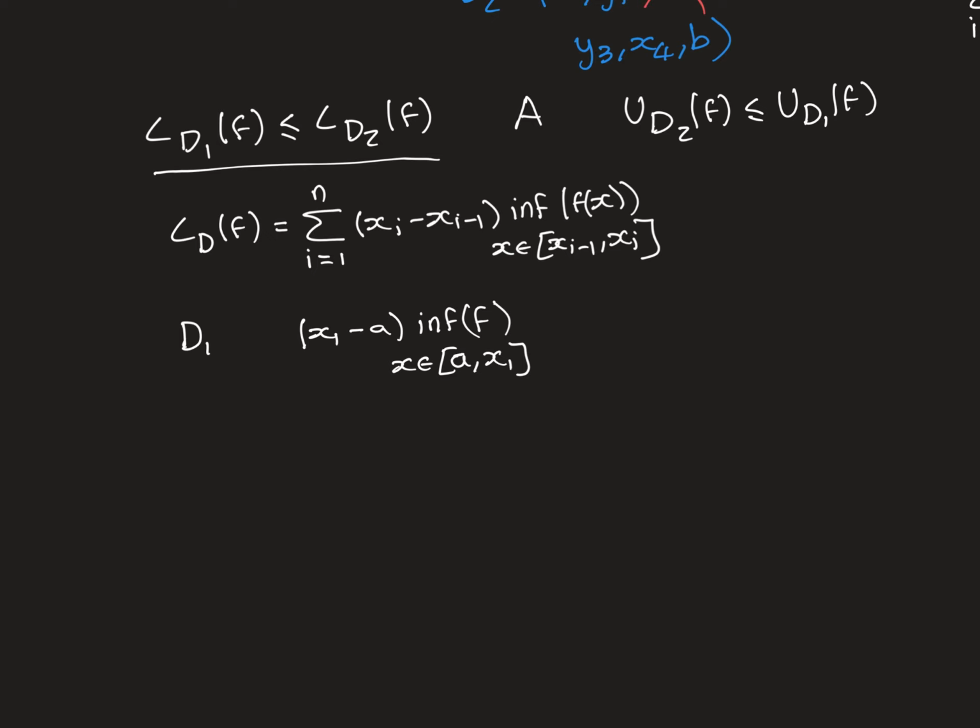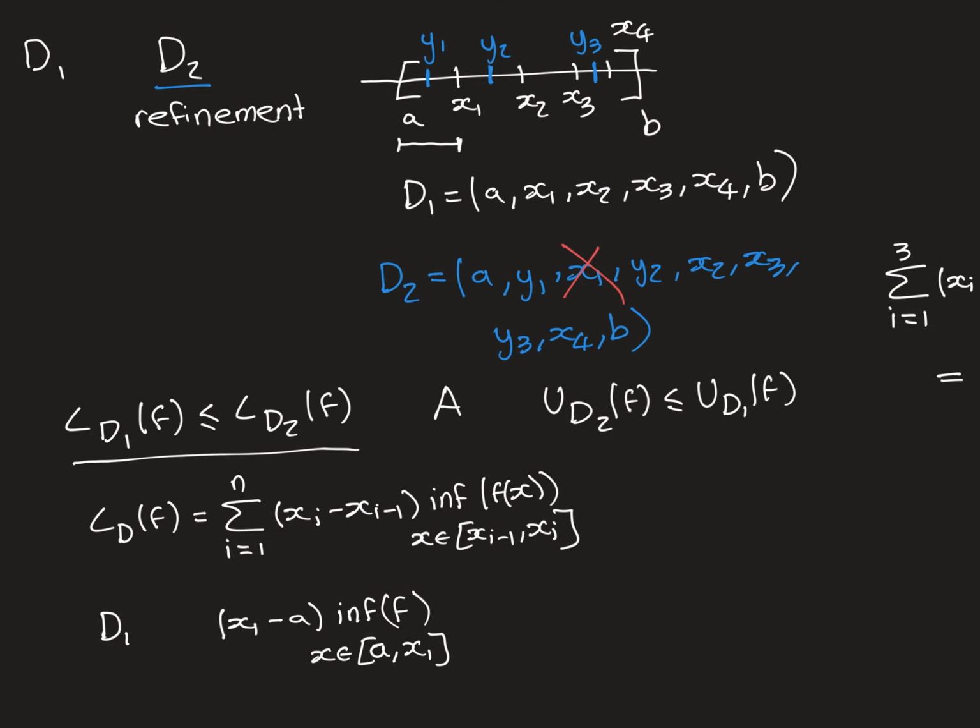And I might drop the f of x just to make it slightly shorter, just put f there. Now, when we did the refinement, for each of the intervals in the original dissection, you've either left them the same, so this one got left alone, it didn't get cut up further, or you've cut them up further, but this one, it's been cut in half, it's got a new point there, cutting it up.